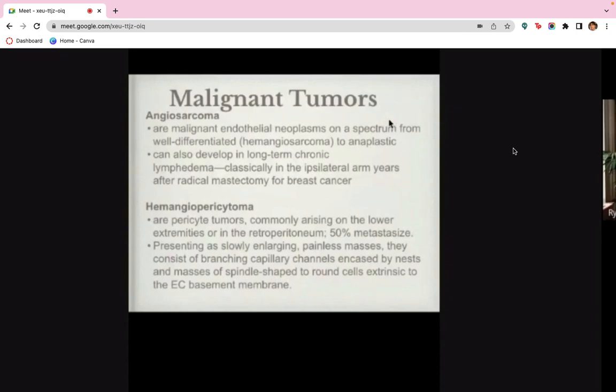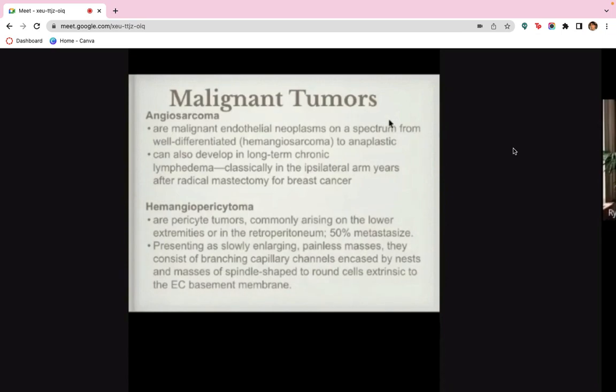Next, we have your malignant tumors. We have your angiosarcoma. From the word angio, meaning blood vessel, and of course, sarcoma, meaning mesenchymal in origin. These are malignant endothelial neoplasms on a spectrum from well-differentiated to anaplastic type. It can also develop in long-term chronic lymphedema.